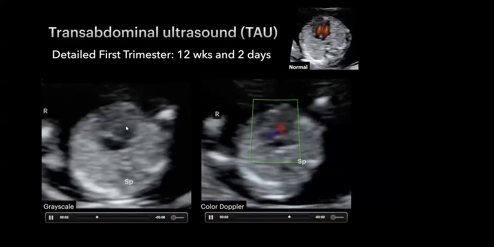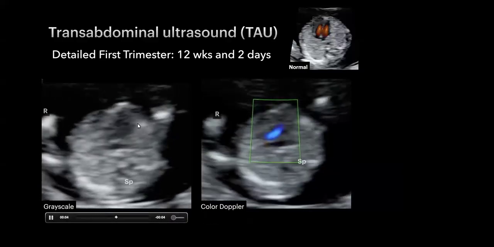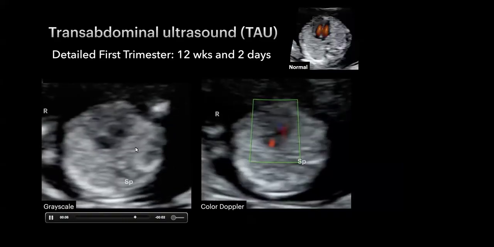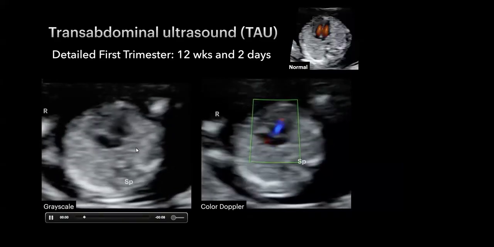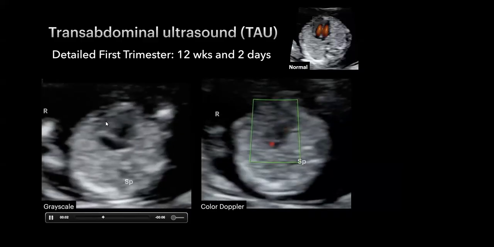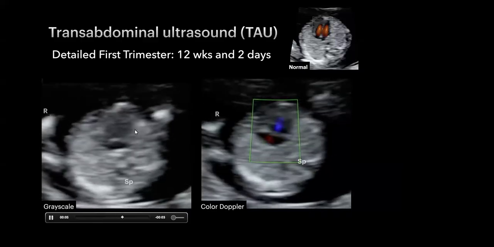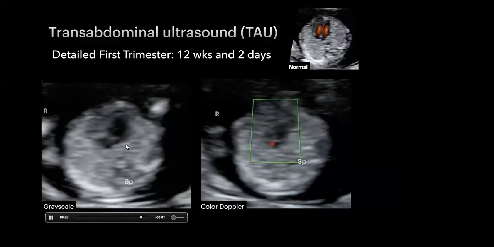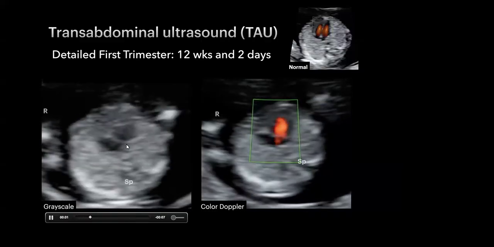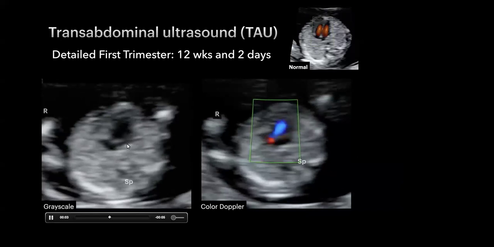So here you can see in the example grayscale, and this is part of our required clips that we want to take a look at. So of course, when looking at the 4-chamber in grayscale, you want to assess pretty much similar to what you assess during the detailed anatomy, which is done anywhere between 19 and 20 weeks.